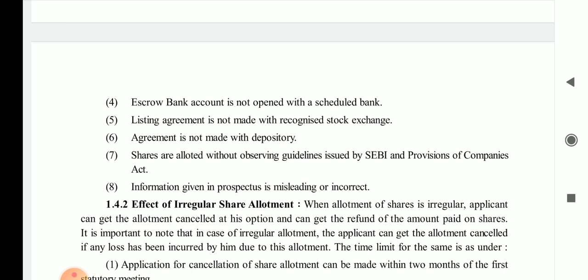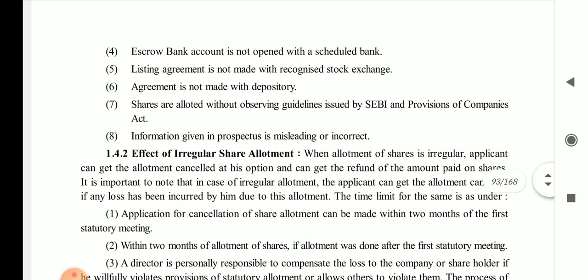Agreement is not made with depository. You have to compulsorily make an agreement with the depository, but without making an agreement with the depository, you allot shares. At that time, it is known as the irregular allotment.